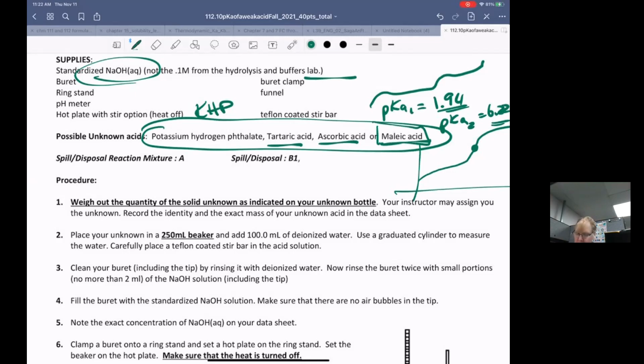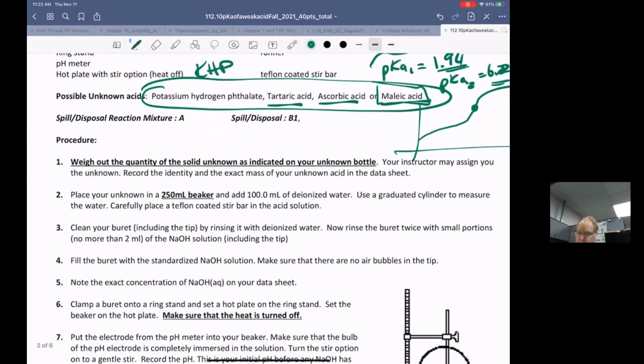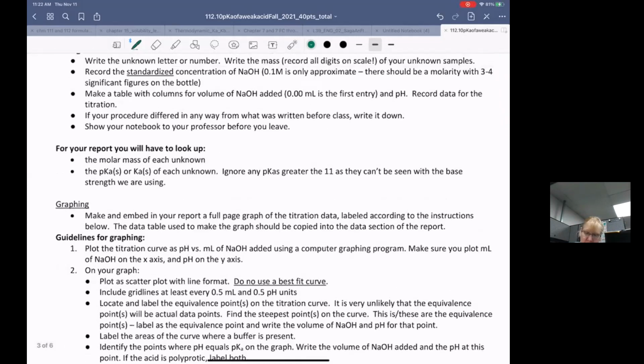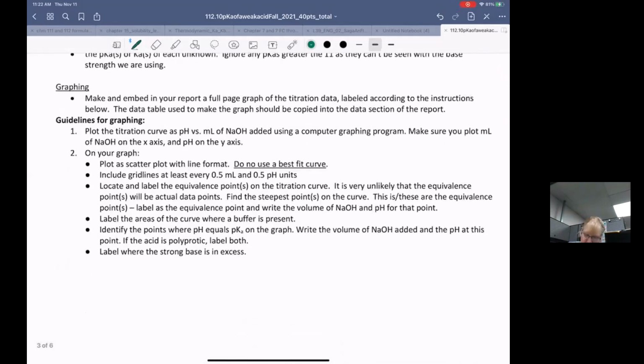So again, you're going to take your data, collect it, graph it, make sure you label it correctly, find your molar mass, find your pKa's, compare them to what they should be. The sodium hydroxide may have been way off. If it is, pick your nearest acid with the best match on your pKa value. When you calculate the original concentration, there's a whole bunch of things you have to do. You're going to have to do your scatter plot, labeling all of this.